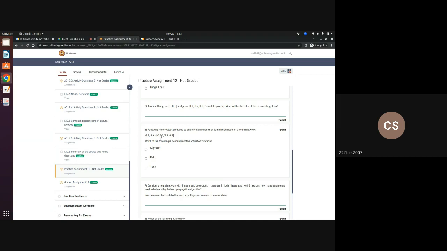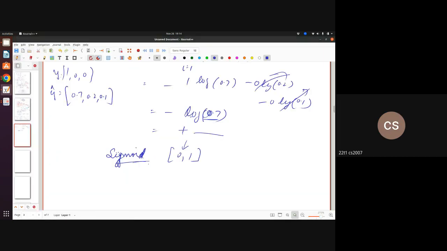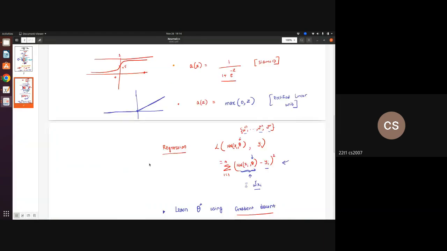Can this kind of output be produced by ReLU? ReLU, ma'am, can you explain ReLU? What does ReLU do? I'll show you. If the value is negative, it will make that 0. If the value is positive, it stays as it is, which means there are no negative values as a result of applying ReLU, isn't it? Every negative value is transformed to 0, right? So there are no negative values.